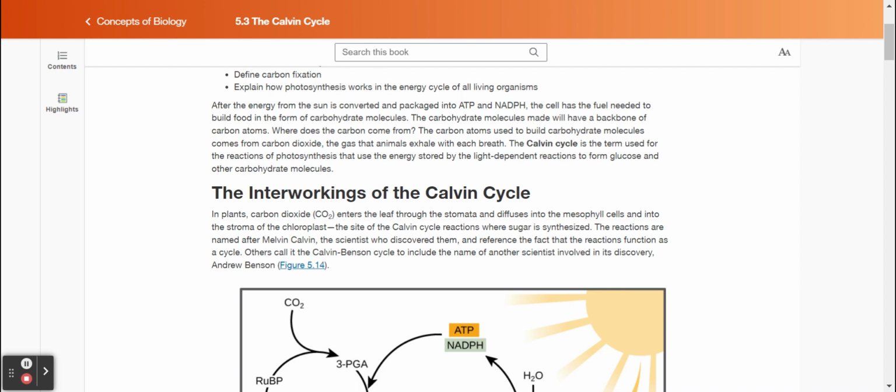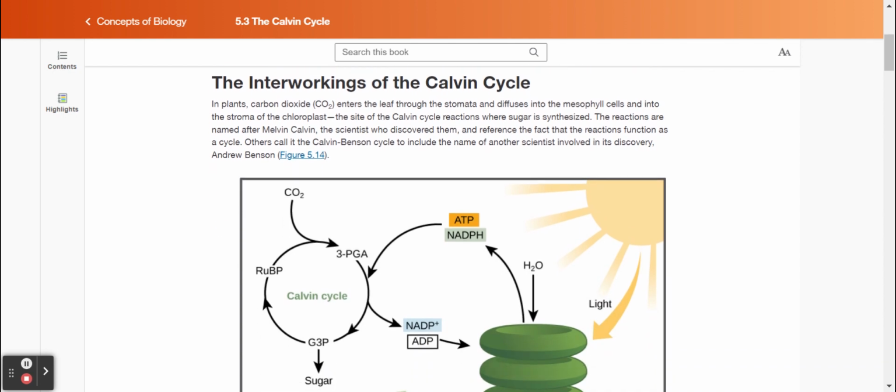The Calvin cycle is the term used for the reactions of photosynthesis that use the energy stored by the light-dependent reactions to form glucose and other carbohydrate molecules. The inner workings of the Calvin cycle. In plants, carbon dioxide, CO2, enters the leaf through the stomata and diffuses into the mesophyll cells and into the stroma of the chloroplast, the site of the Calvin cycle reactions where sugar is synthesized.